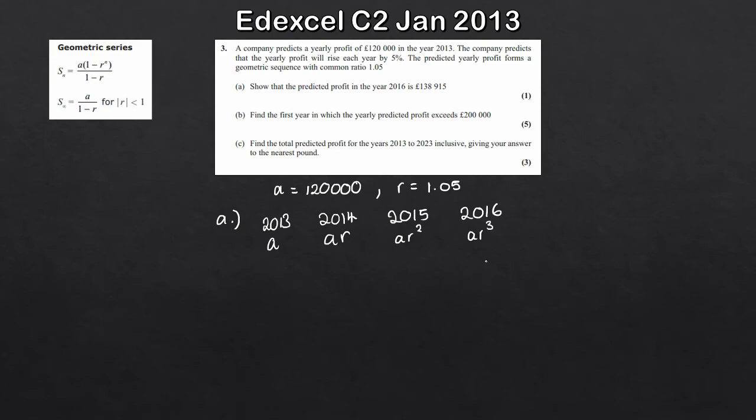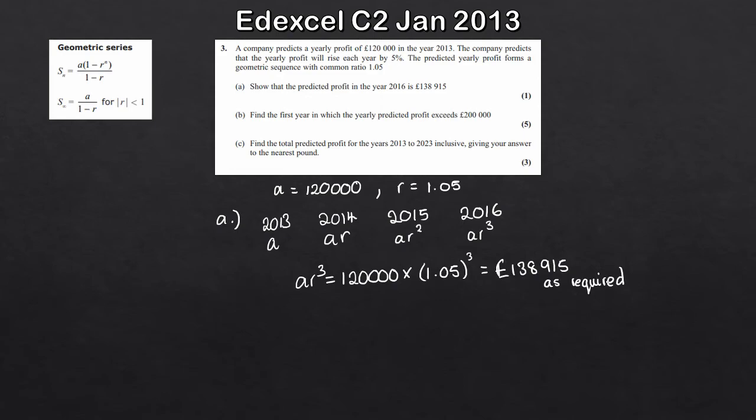We've got A, we've got R, just plug it into this. So AR cubed is equal to 120,000 times 1.05 to the power of 3 here. Plug it all into your calculator, and we get exactly what we're asked to get here. So we get 138,915 as required.